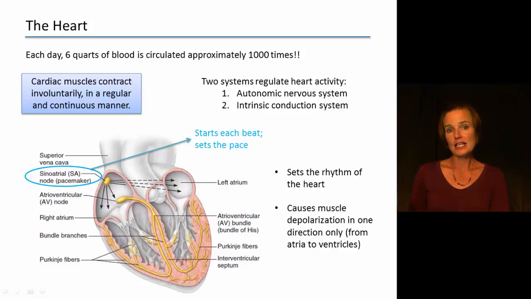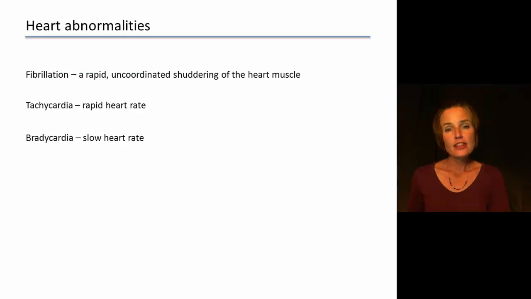So this little pacemaker that we have is going to set the rhythm of the heart. It causes muscle depolarization in one direction only, which means from the atria to the ventricles. There are a number of heart abnormalities that are associated with the beating process, and on this slide, we're just seeing 3 of these.